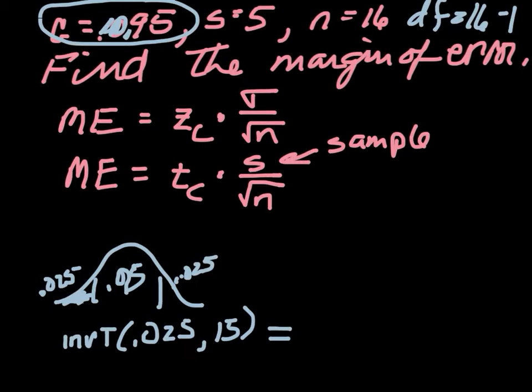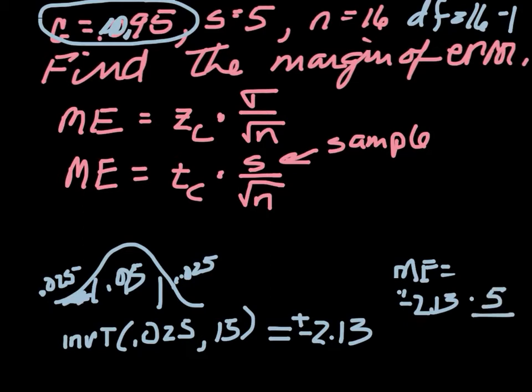a critical t value equal to negative 2.13. So it could be plus or minus that. And then all I have to do is use the standard deviation and the sample size to find the margin of error. So my margin of error is equal to plus or minus 2.13 times s, which is 5, over the square root of 16.